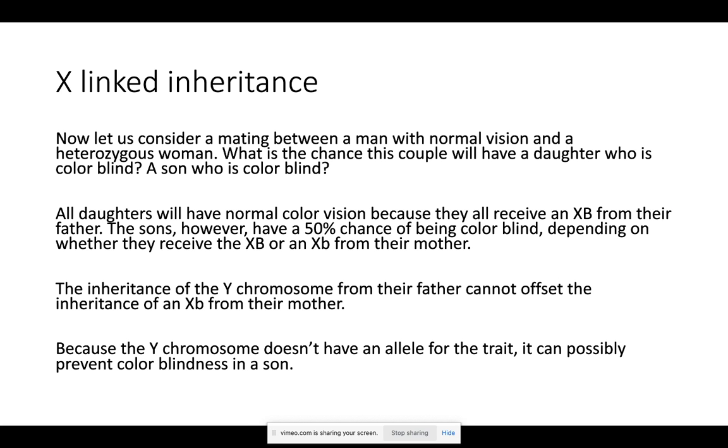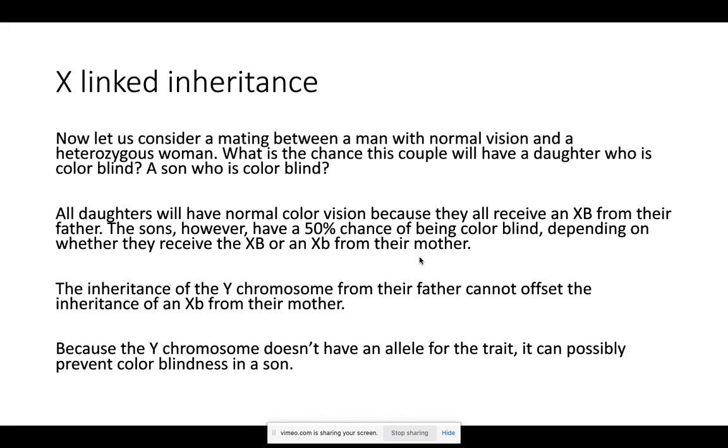Now let us consider mating between a male with normal vision and a heterozygous woman. What is the chance this couple will have a daughter who is colorblind or a son who is colorblind? All daughters will have normal color vision because they all receive an XB from their father. Again, we said that makes sense. The sons, however, have a 50% chance of being colorblind, depending on whether they receive the XB or the Xb from their mother.